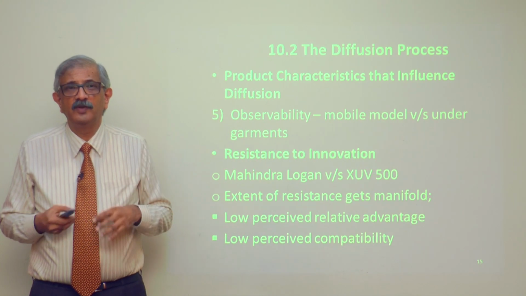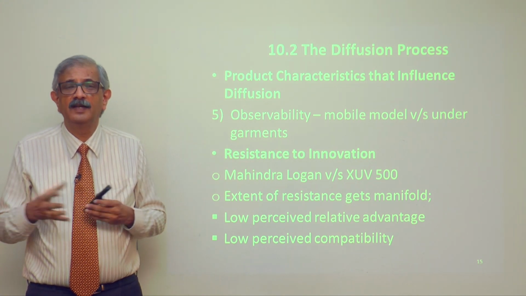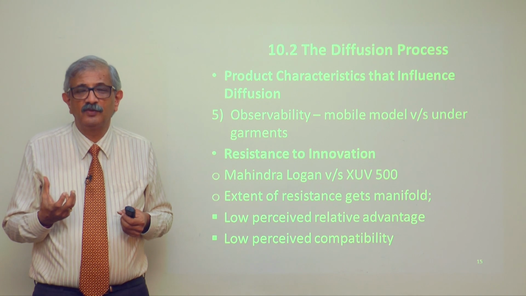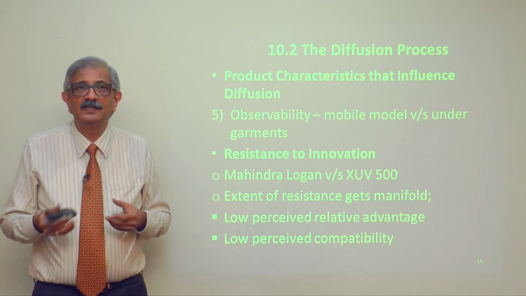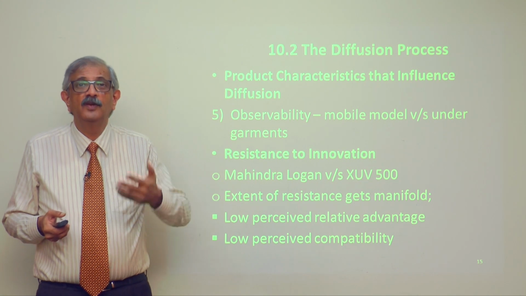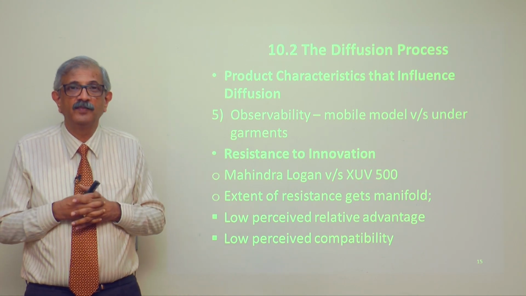Then there comes observability. Mobile model versus undergarments. So what can you observe? Observability is also one aspect that one needs to consider. So these are the characteristics that will influence the acceptance of a new product, an innovative new product.